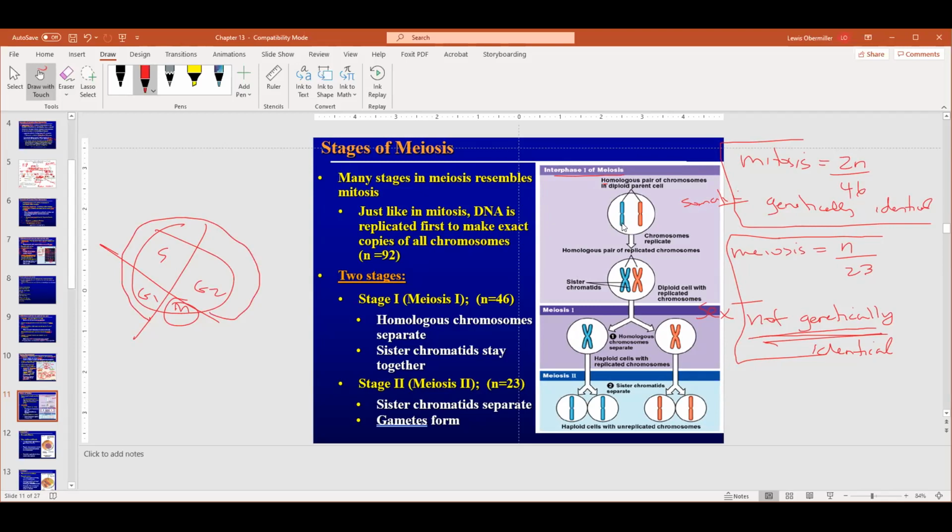So in interphase, let's say this is dad's. We're just going to call this a number 1 chromosome. This is dad's number 1. This is mom's number 1, right? And it's going to go through S phase, and it's going to make a copy, and it's going to get held together by the centromere. And so now mom's chromosome got copied. Dad's chromosome got copied.